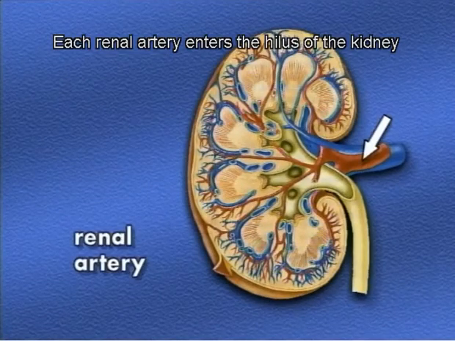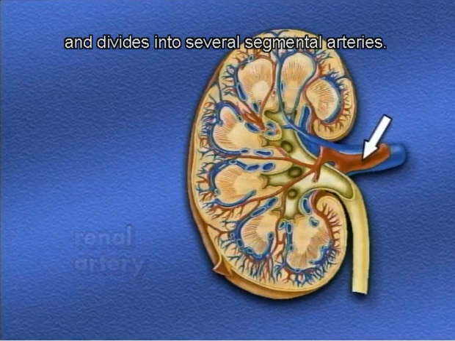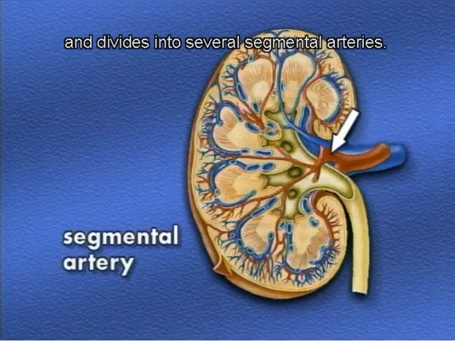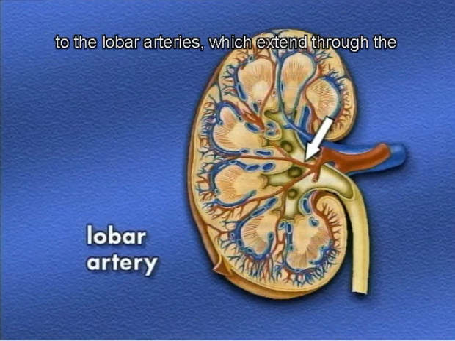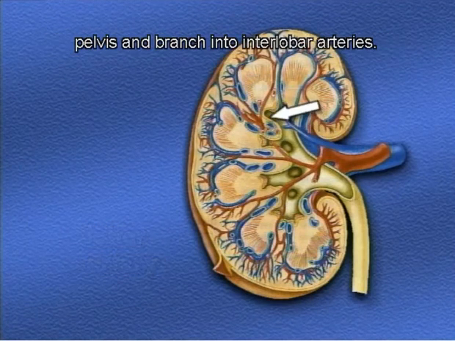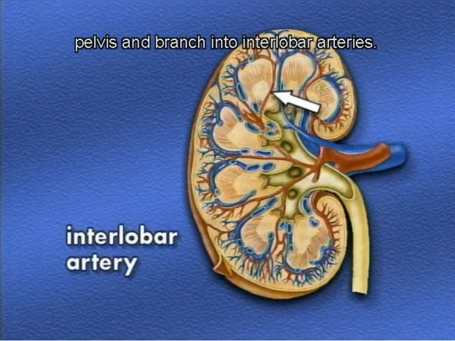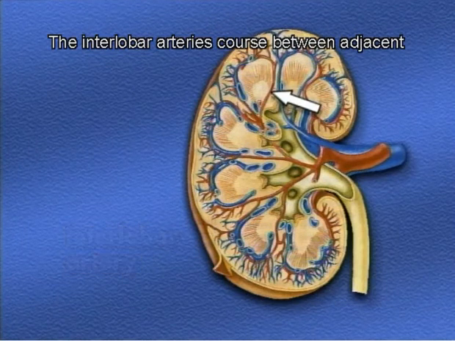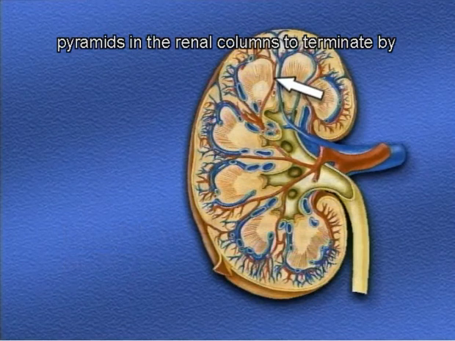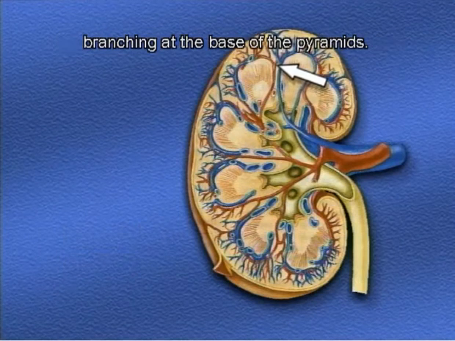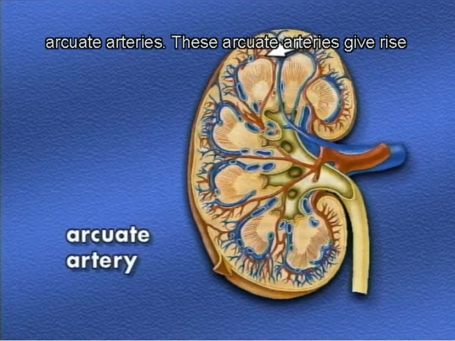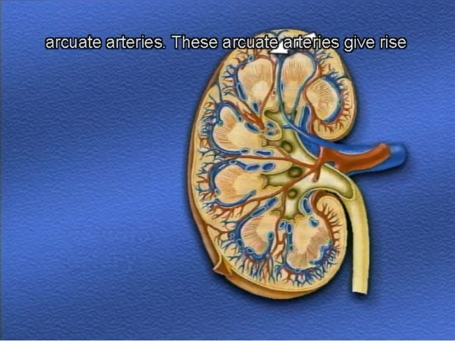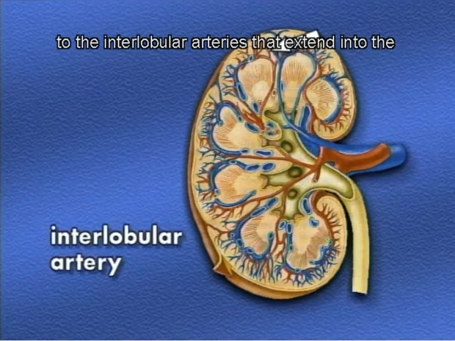Each renal artery enters the hilus of the kidney and divides into several segmental arteries. Each segmental artery further divides to give rise to the lobar arteries, which extend through the pelvis and branch into interlobar arteries. The interlobar arteries course between adjacent pyramids in the renal columns to terminate by branching at the base of the pyramids. The branches arch over the pyramids as the arcuate arteries. These arcuate arteries give rise to the interlobular arteries that extend into the cortex.